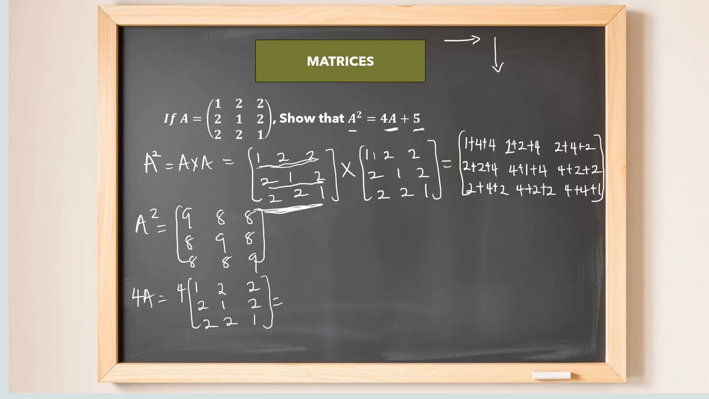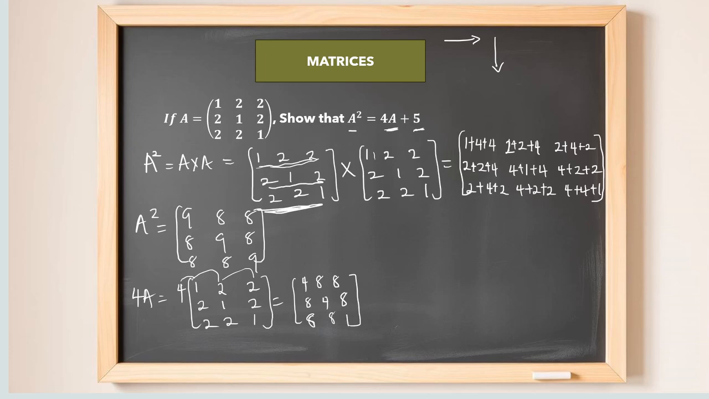If we multiply this out, here we should have 4, 8, 8. That is 4 multiplied by 1, 4 multiplied by 2, and 4 multiplied by 2. The same thing, 4 multiplied by 2 is going to be 8, 4 multiplied by 1 is 4, and 4 multiplied by 2 is going to be 8. And here we have 8, we have 8, and here we have 4.